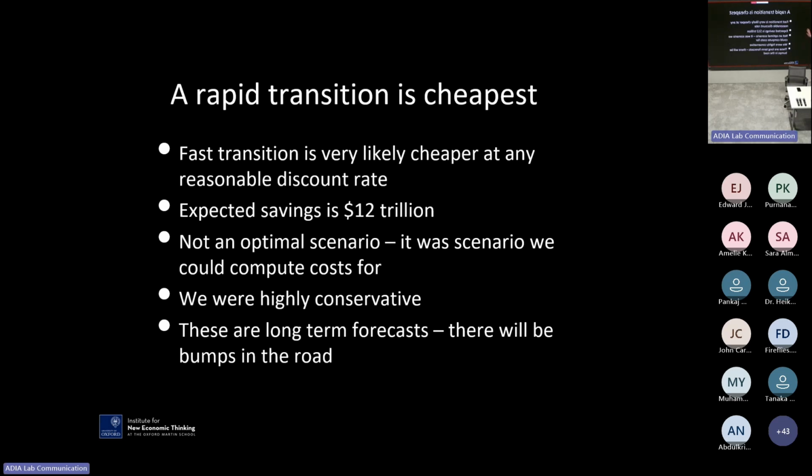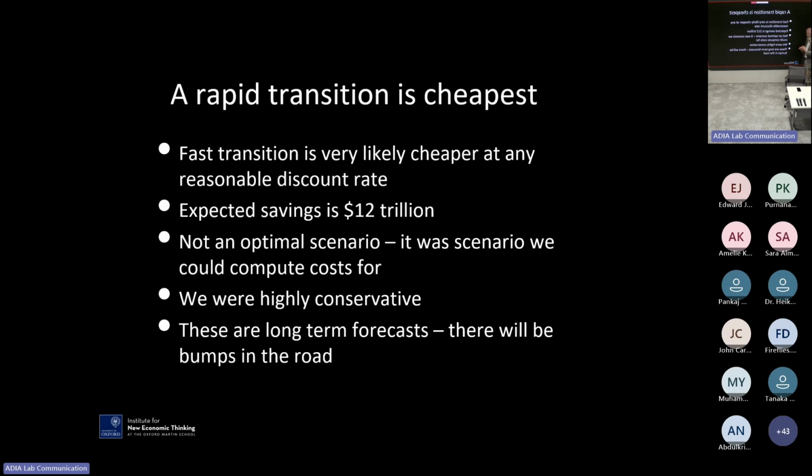Okay, so what we showed in this study, where we constructed 3 scenarios by hand, a fast scenario that just extrapolates the exponential rate we're on and levels it off at a reasonable point. This is before we had the S-curve forecasting stuff I showed you earlier. And we had a slower transition and then a no transition. And we measured everything relative to the no transition. And we showed that the fast transition is likely cheaper at any reasonable discount rate. In fact, we showed that the expected savings is $12 trillion in net present value. So substantial savings. We didn't optimize anything.